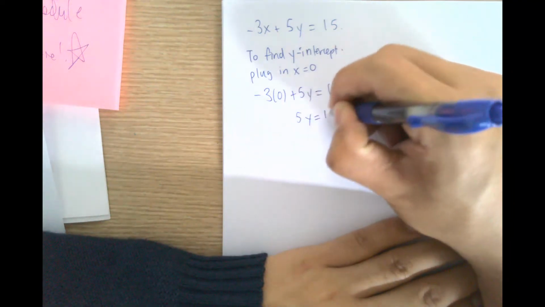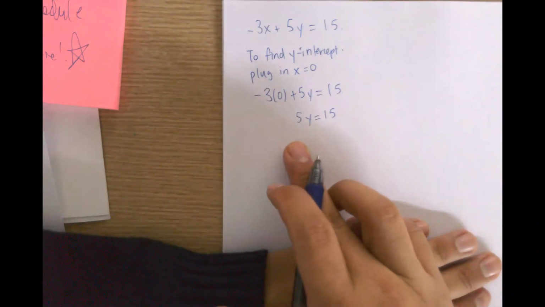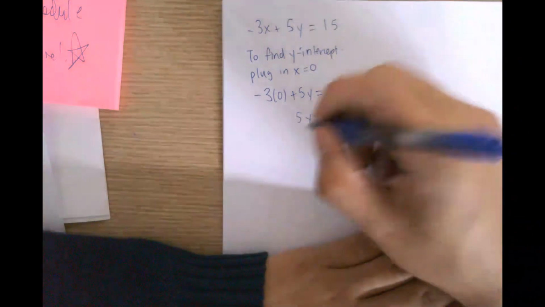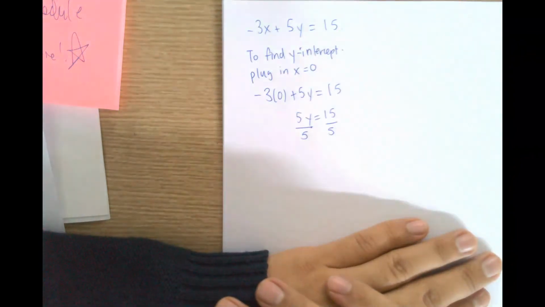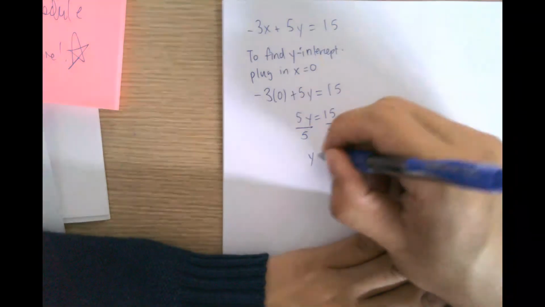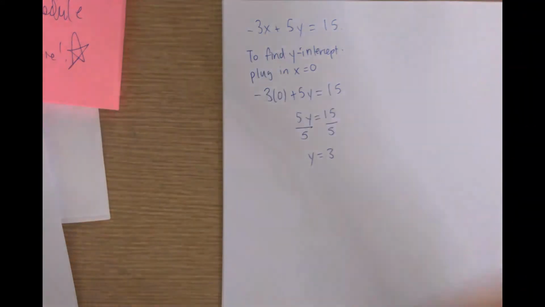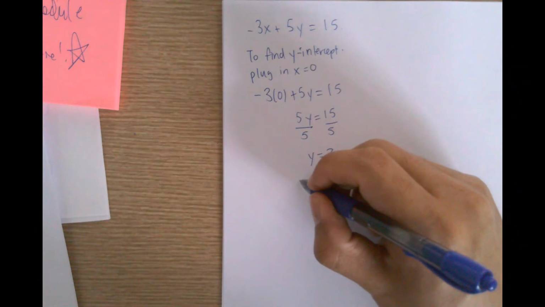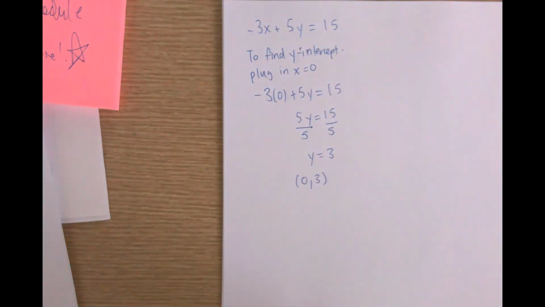Then we solve. So if we know that 5 times something equals 15, what we could do is divide it into 5 equal groups, right? And you would know that each of those groups has 3. And then what we found is our y-intercept at 0, 3. So again, this is the other type of problem that is on the tests, right?